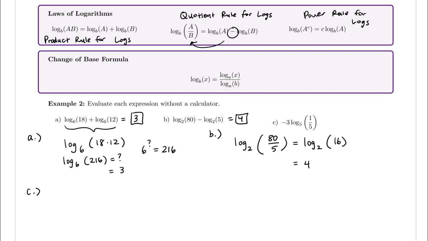All right, in part C, we have negative 3 times log base 5 of 1/5. There are a few different ways we could go about doing this. I'm going to rewrite 1/5 as 5 to the negative 1 power, and then depending on which logarithm law or property you'd like to use, one way you could do this is using the power rule, or if you scroll back up or rewind, you saw that one of the properties says that log base b of b to the x power is equal to x, and so this here is equal to negative 1, and then we have negative 3 times negative 1, so that ends up being positive 3.